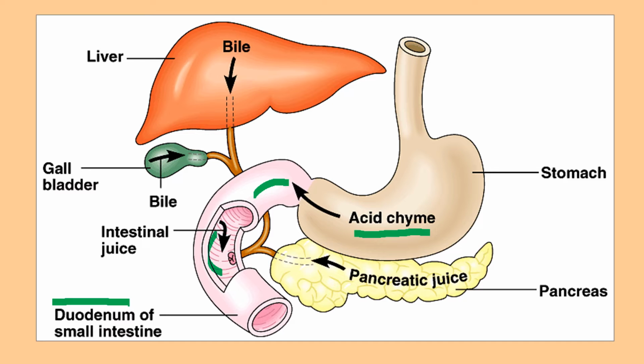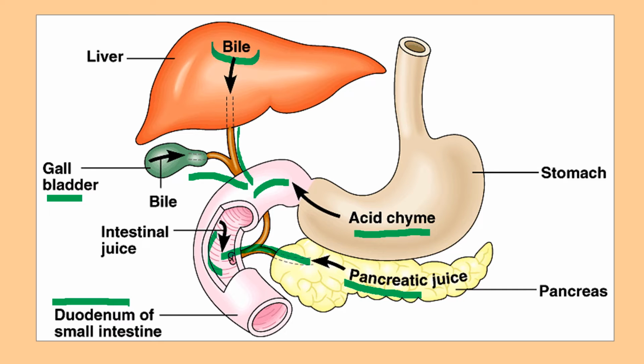Pancreatic juice is produced by cells in the pancreas, and that pancreatic juice is delivered into a series of ducts that then connect into the duodenum. And then we have bile. Bile is manufactured by liver cells, and bile can be stored in the gallbladder. And bile can be delivered both from the liver as well as the gallbladder into the duodenum.